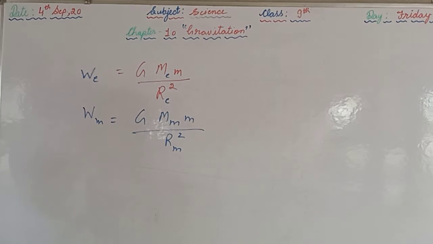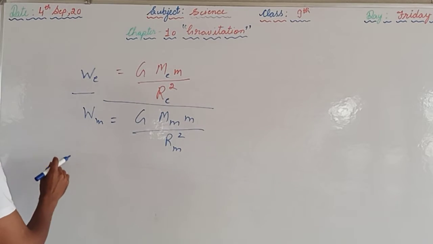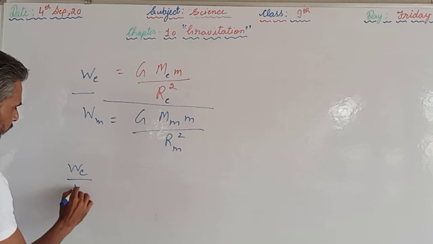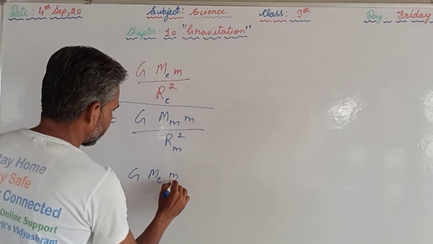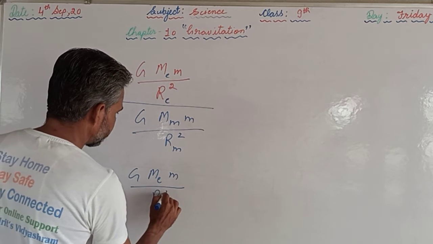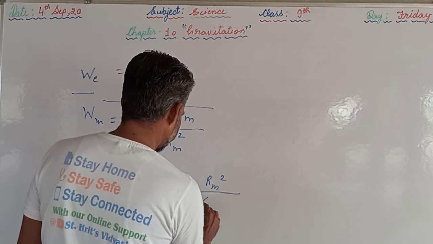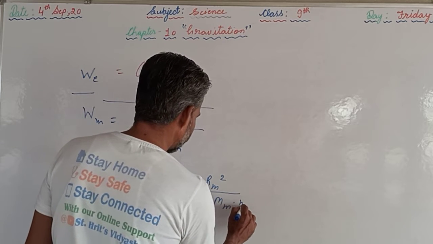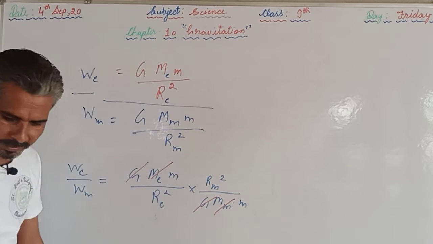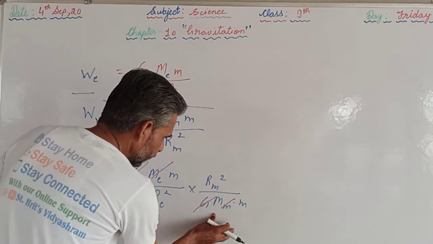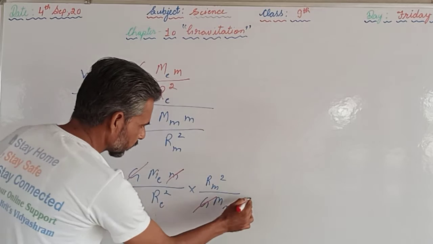If we are supposed to compare that, then we divide this by this. So this will be: W e upon W m equals G M e m upon r e square into r m square upon G M m. So from here G cancels out, G M e cancels out, no, M e cannot be cancelled out, small m is cancelled out.